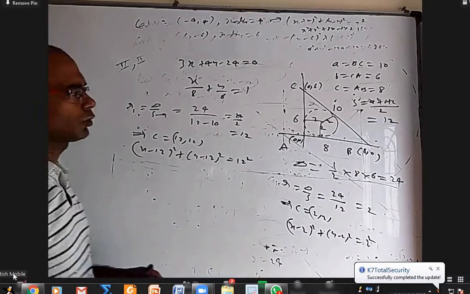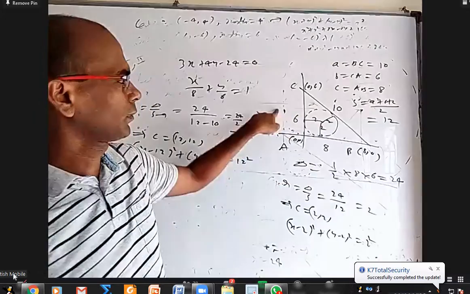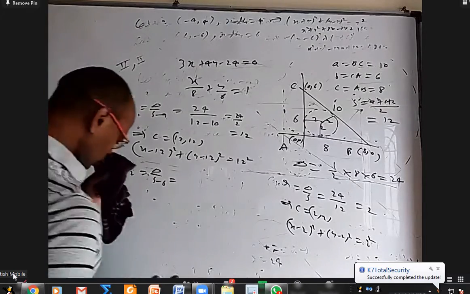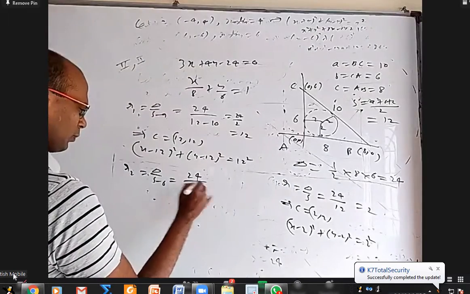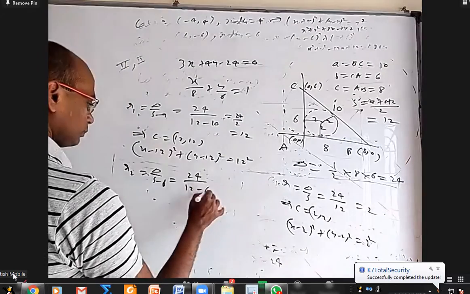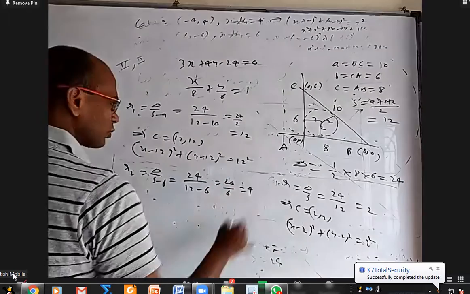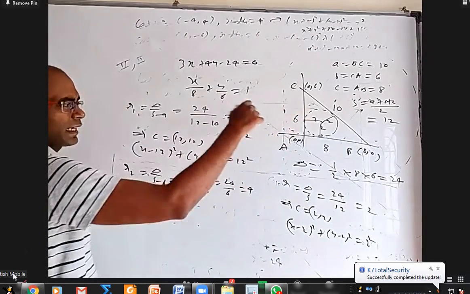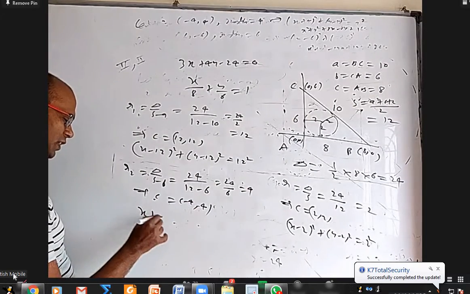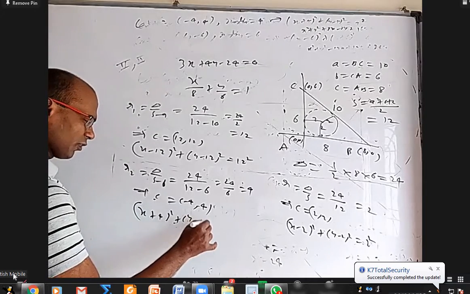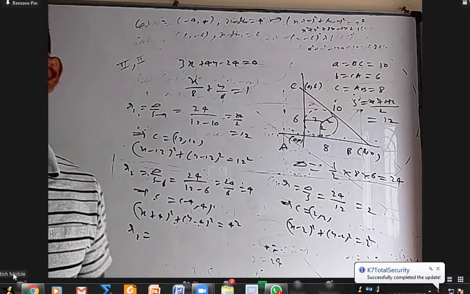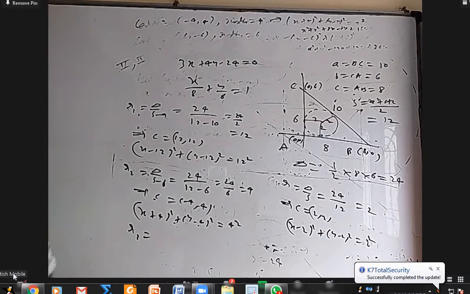Next, r2. r2 means opposite to B, it means second quadrant. So r2 is equal to delta by s minus b, that is 24 by (12 minus b), what is b? 6. 24 by 6, it is 4. If a circle of radius 4 is touching in the second quadrant, the center will be minus 4 comma 4. So (x plus 4) whole square plus (y minus 4) whole square equal to 4 square. Similarly, you can find r3. Okay, and do it. Is this clear?